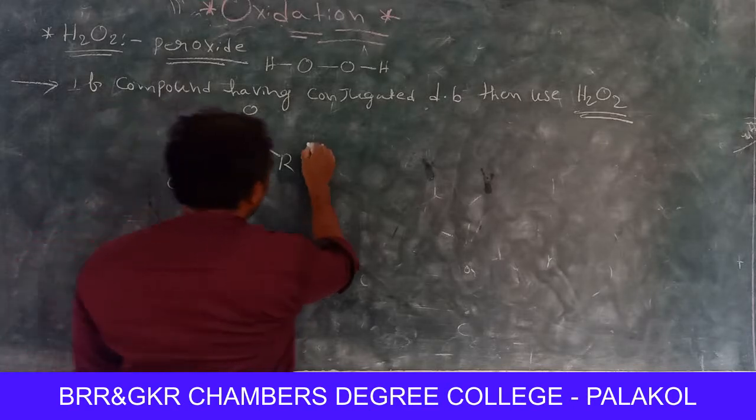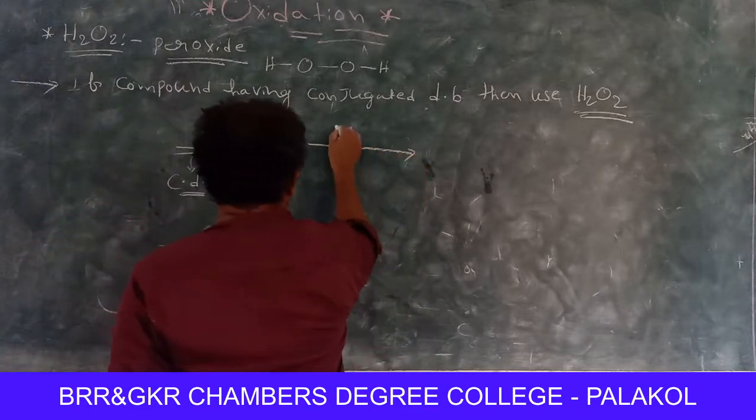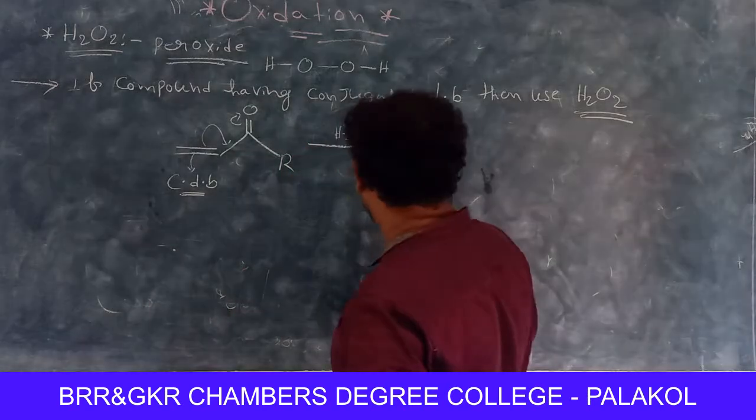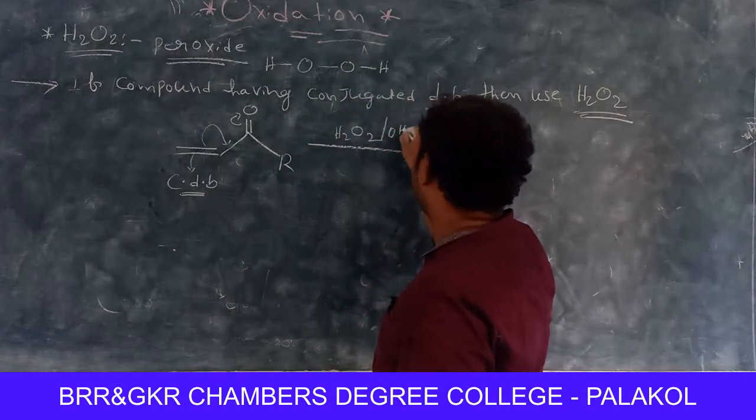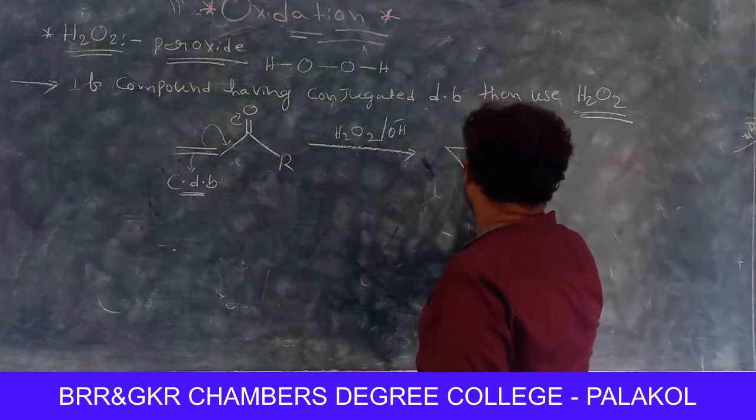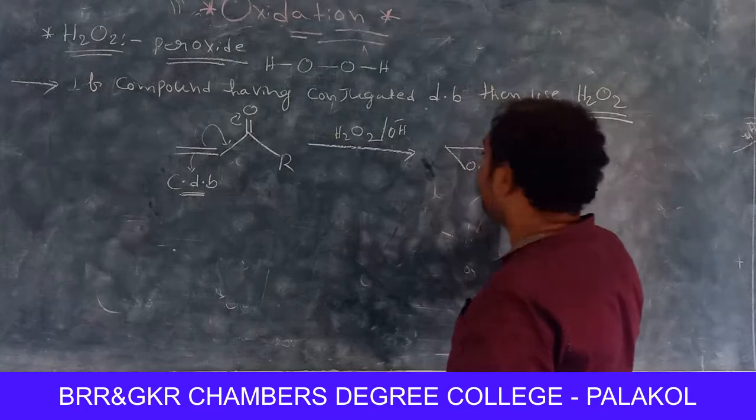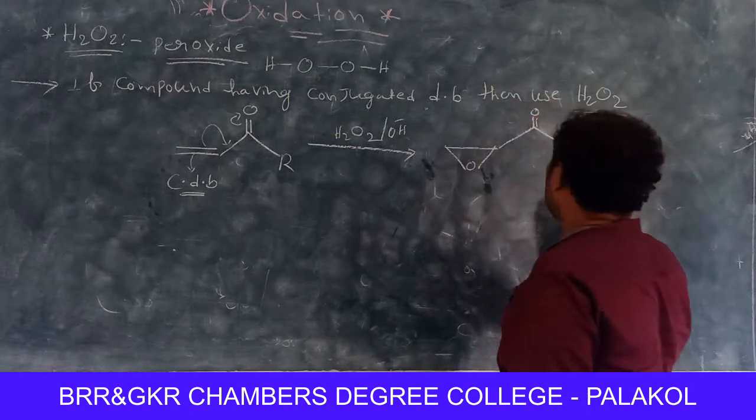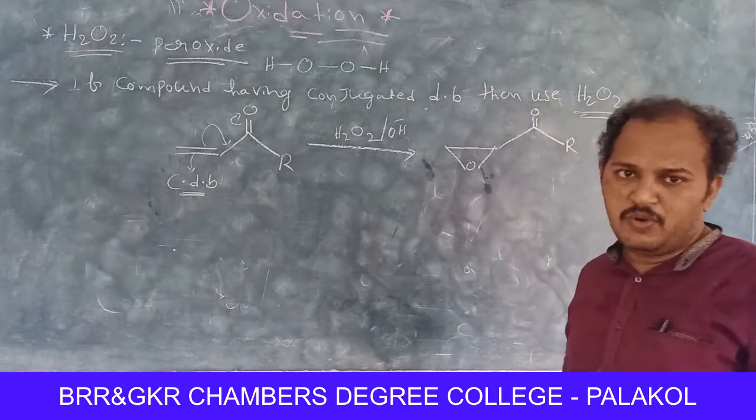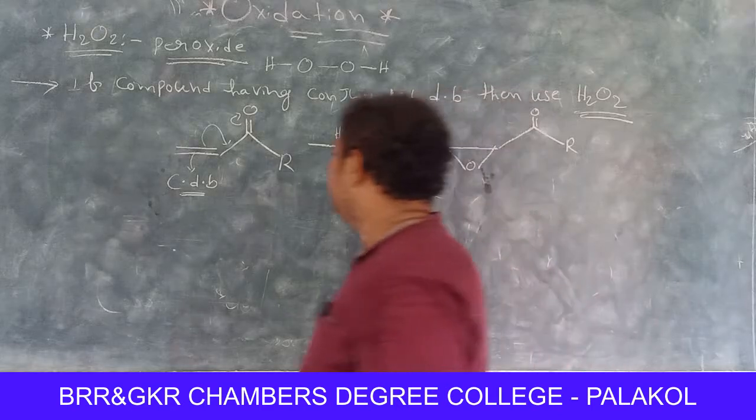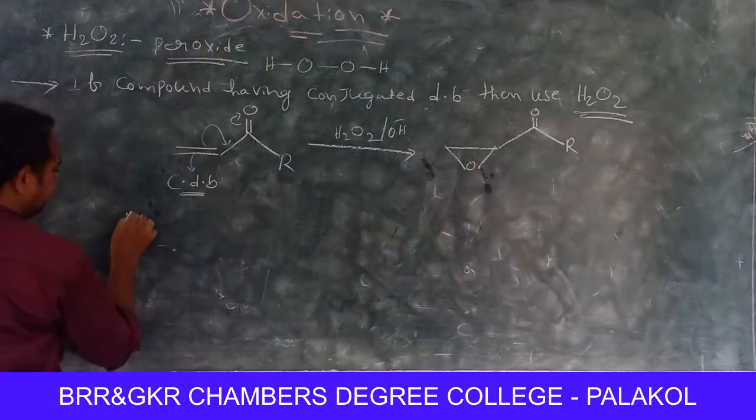Then whenever we are using hydrogen peroxide in the presence of some basic medium, then we get epoxidation only. The double bond is converted to an epoxide along with C=O R. And what is the mechanism here?